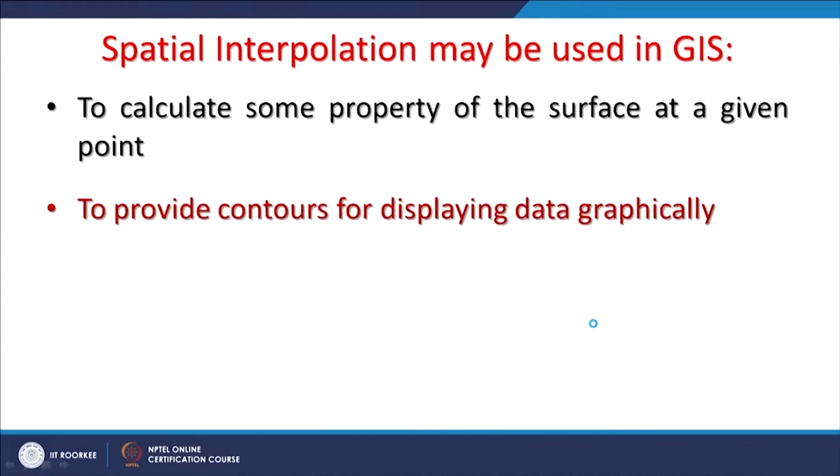Now, spatial interpolation may be used in GIS to calculate some property of the surface at a given point. That property may be elevation, concentration, rainfall or whatever, and then to provide contours for displaying data graphically. Many people are very comfortable with contours, though they may not be comfortable with point data. Contours means iso-heights. Now, contours are also interpolated from point data.